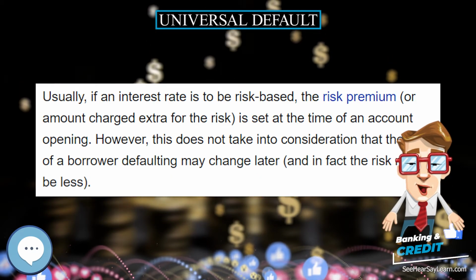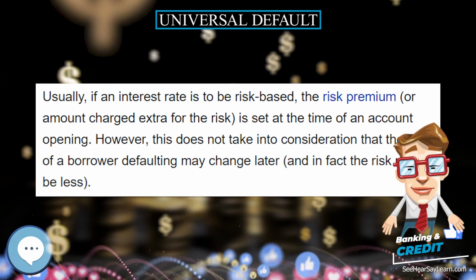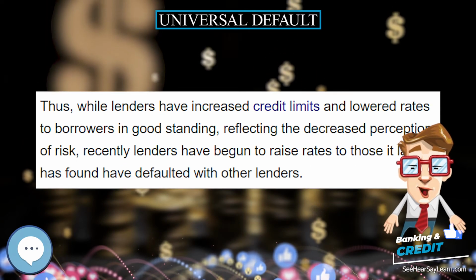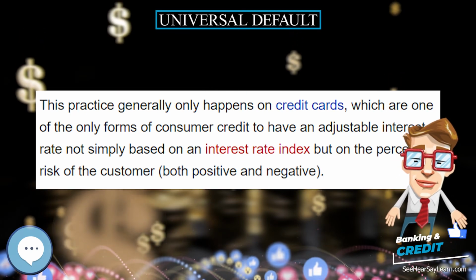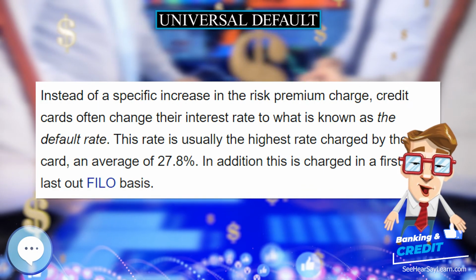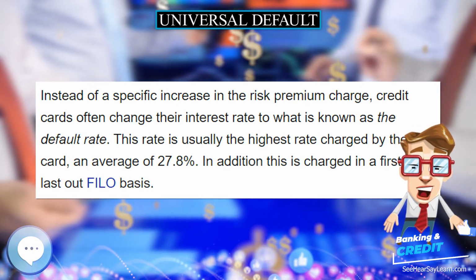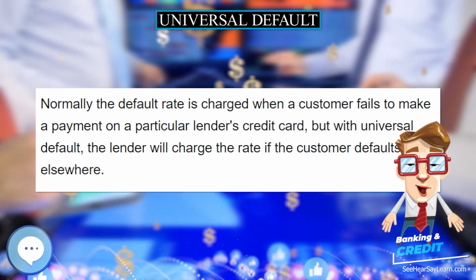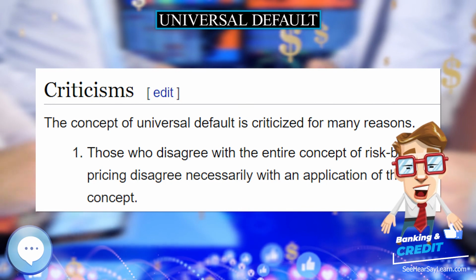Ban on forms of universal default. The Credit Card Accountability, Responsibility, and Disclosure Act of 2009 prohibited the practice of retroactively raising any annual percentage rate, fees, or finance charges for reasons unrelated to the cardholder's behavior with their account. One of the intentions of this law was to shield customers from arbitrary rate increases if they have been on time with their account. However, this law did not prohibit all forms of universal default.